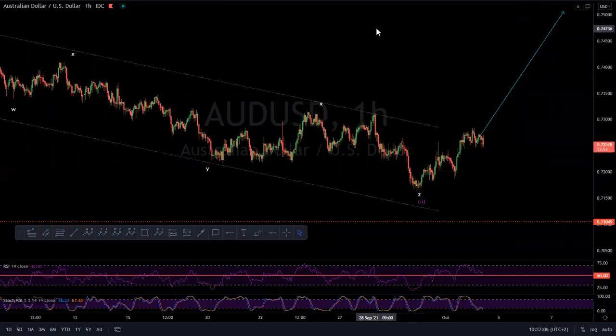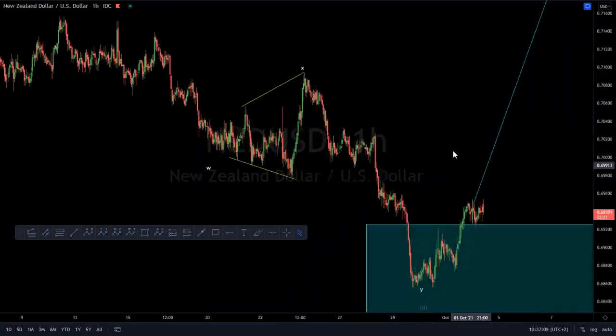It will be the same as well for New Zealand US dollar.